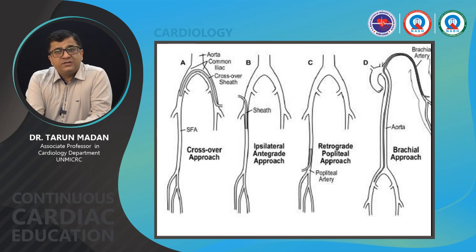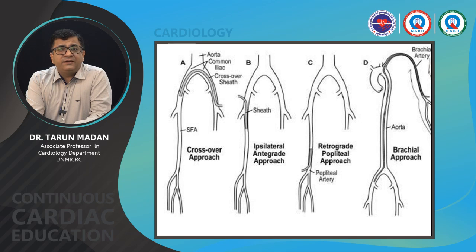The third picture shows a retrograde popliteal artery access. If the patient doesn't have access in the left groin, right groin is also hostile, then we can come in the prone position from the popliteal artery in the retrograde fashion. This popliteal artery access is taken under the ultrasound guidance, which is a very good tool to take the vascular access. And last, very unusual access is brachial artery access.